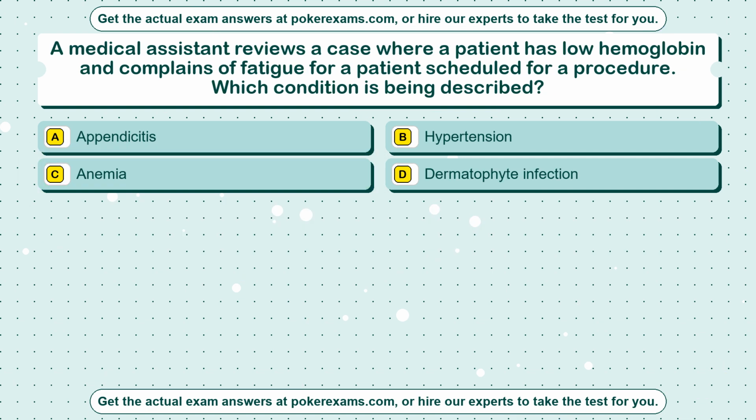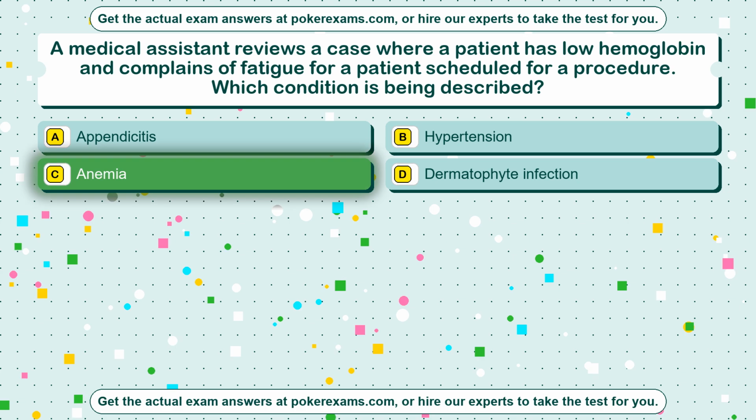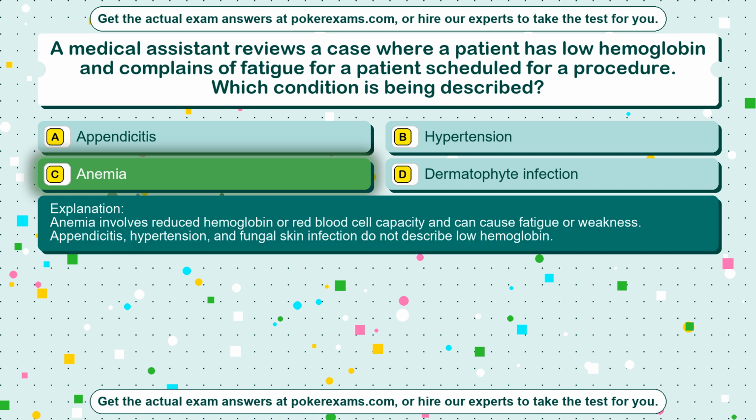Question 74. A medical assistant reviews a case where a patient has low hemoglobin and complains of fatigue for a patient scheduled for a procedure. Which condition is being described? Option A. Appendicitis. Option B. Hypertension. Option C. Anemia. Option D. Dermatophyte infection. The correct answer is option C. Anemia. Anemia involves reduced hemoglobin or red blood cell capacity and can cause fatigue or weakness. Appendicitis, hypertension, and fungal skin infection do not describe low hemoglobin.